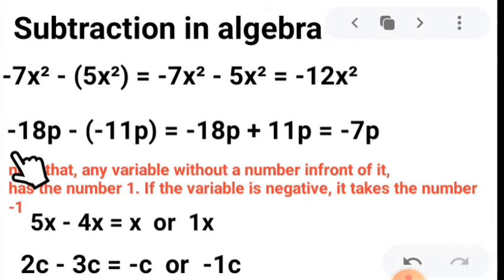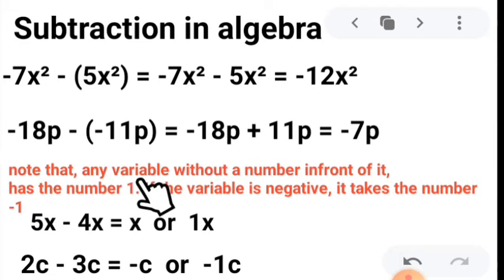Now we have minus 18p minus minus 11p. So if we change the sign in front of the 11p, it becomes a plus. So minus 18p plus 11p will give us minus 7p.